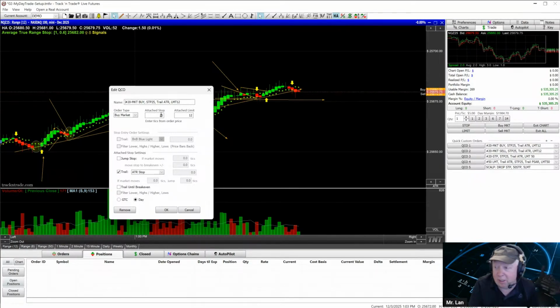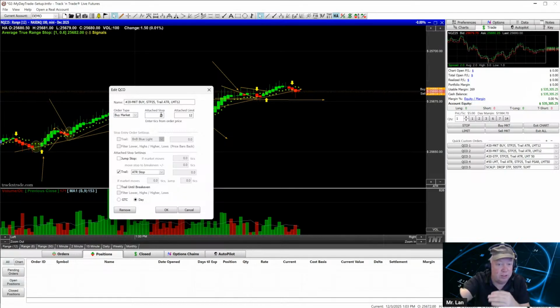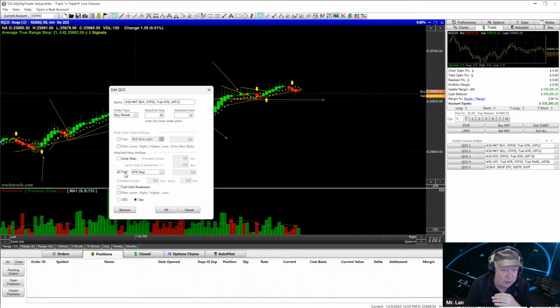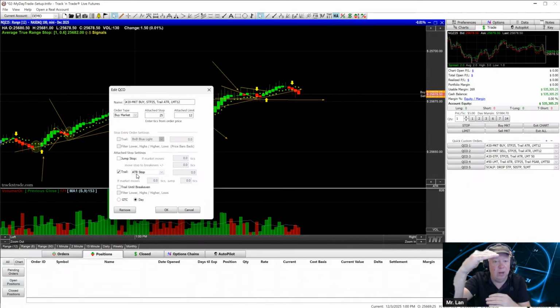Actually, this is a buy market, so it's only going to go up. It's going to drop the stop underneath at 25 ticks back, and it's going to put a limit order 12 ticks out, so it's going to take a profit and risk. But the 25 risk is going to jump immediately because we told it down here to trail on the ATR. The stop is going to drop at 25, but then it's going to immediately jump to the little green dot, which is the ATR in this example.